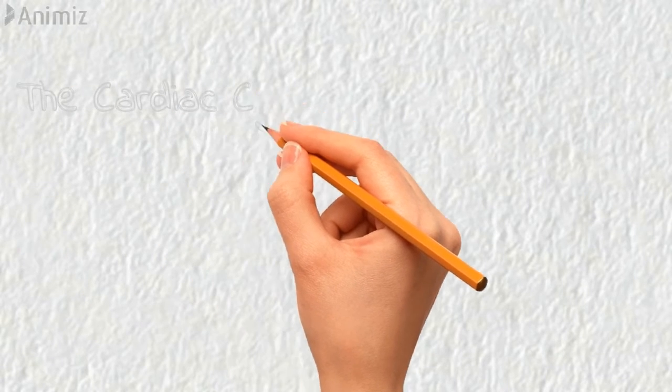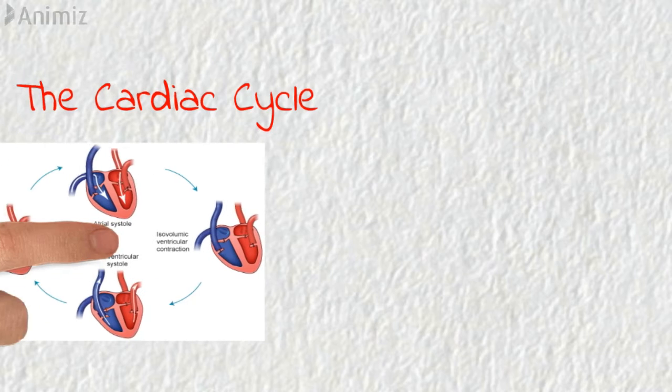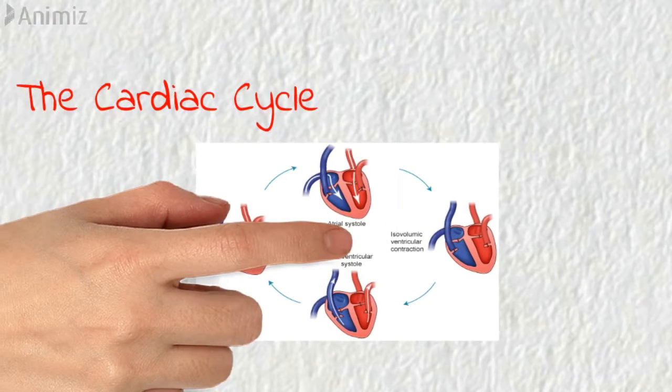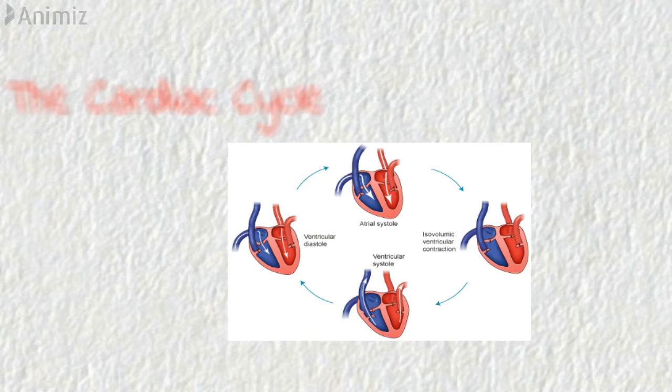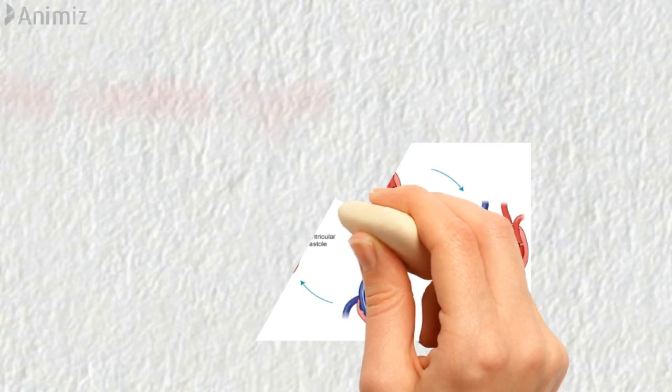Now on to the cardiac cycle. So what is the cardiac cycle? Well, the cardiac cycle is a series of events in one heartbeat. It is a series of contractions and relaxations that take place in the heart while it is pumping the blood. Now for the various phases of the cardiac cycle.